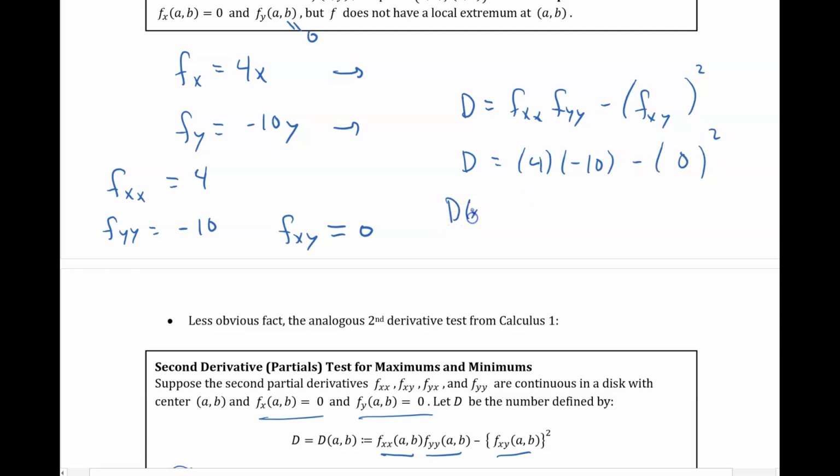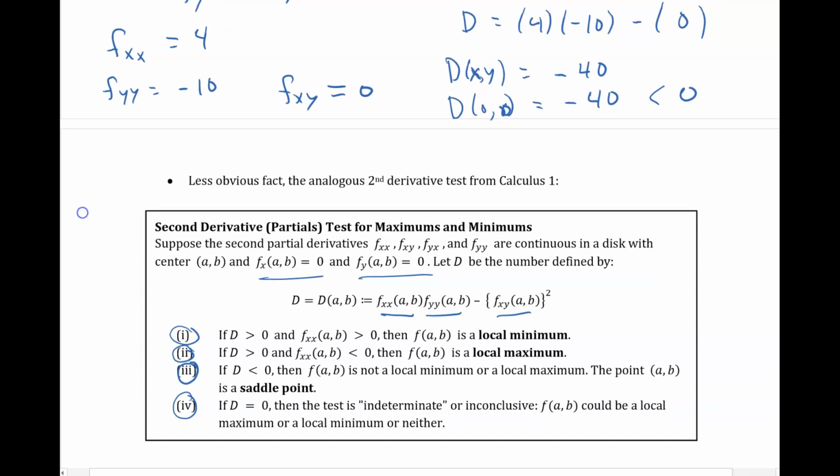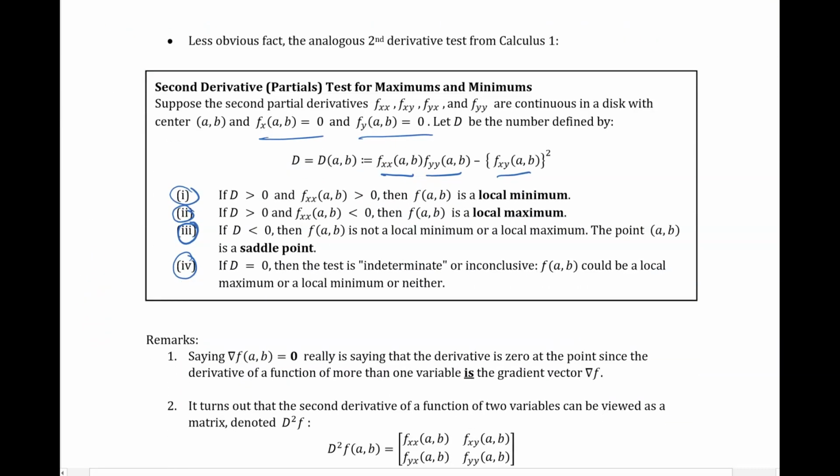So this quantity D, which can depend on x and y, I should say, doesn't in this case. It comes out to be constant. It comes out to negative 40. So if we plug in the critical point that we have, which is (0, 0), we're going to get that constant value, negative 40. All right, so it's negative, and therefore we have a saddle point. That's what the second partial derivative test tells us. That's going to be our main tool in Calculus 3 for finding local or relative minimums and maximums. We're going to have other methods for finding absolute minimums and maximums.